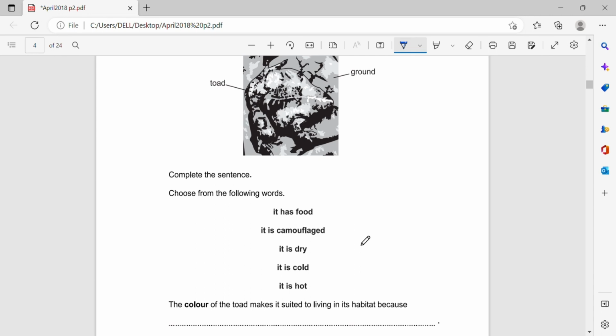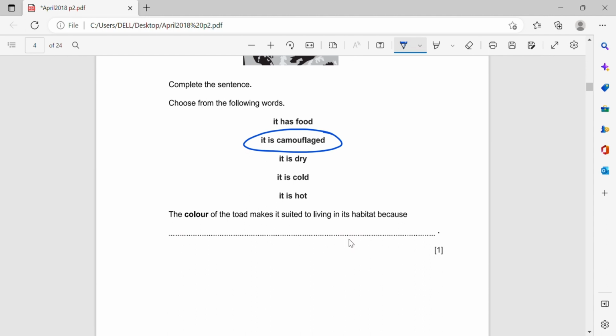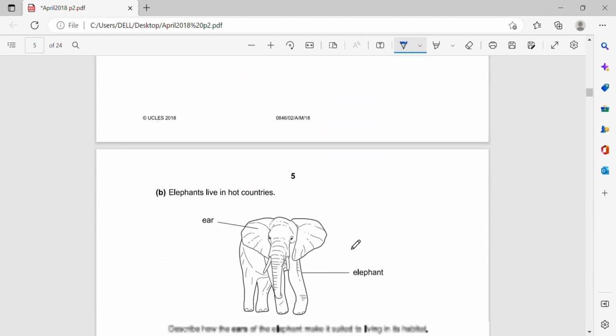Can you see here the toad actually? No, not actually. But the color of the toad makes it suited to living in its habitat because of what? Actually, here we could barely see the toad because it is what? Great, it is camouflaged. But the answer is, it is camouflaged to protect itself from the predators.